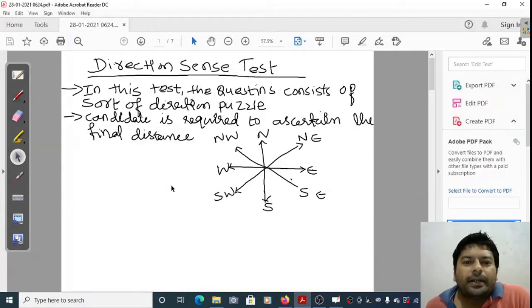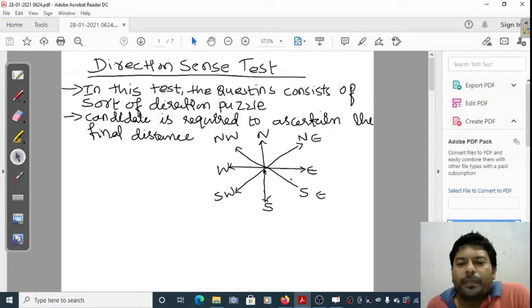See, direction sense test. In this test, the questions consist of sort of direction puzzle. The questions are like a little puzzle type. We can just go through the questions and solve it. Basically, when we are solving distance problems, we will have to know these basics regarding directions.